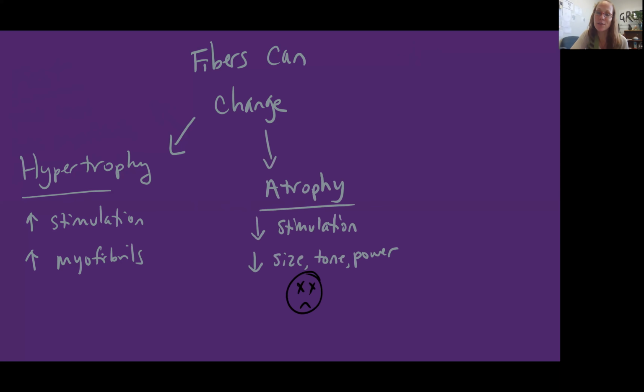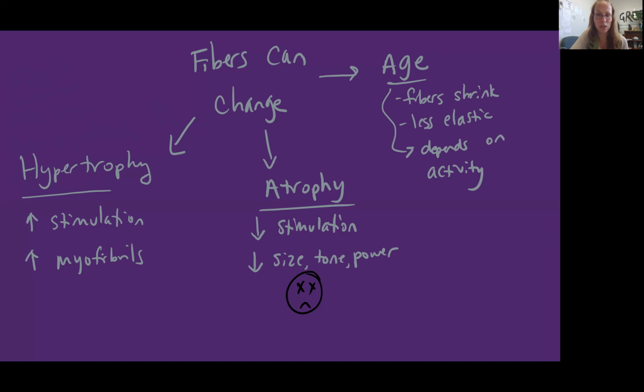Now, if you don't use it, you lose it. And this is real serious. This is atrophy. So if you're decreasing your stimulation, you can decrease the size, the tone, and the power of your muscles. And this can become really extreme if you don't have neural stimulation to your muscle. They can atrophy to the point that you cannot recover. So you can basically lose that muscle permanently.